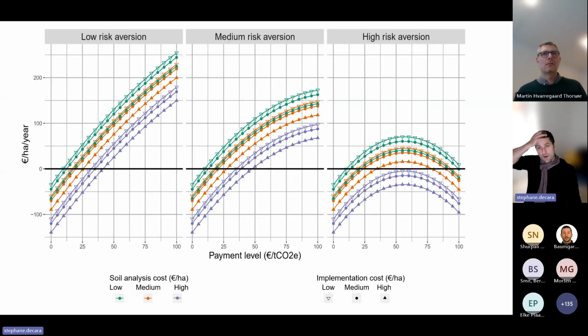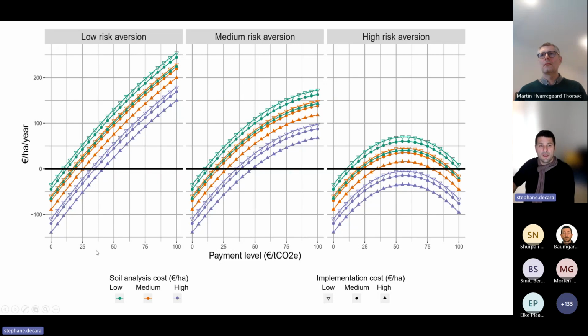Just a quick overview of the results. Here you have the certainty equivalent of result-based payments. So that's actually the payments that farmers get minus the risk premium that they face, and the risk premium depends on their risk aversion. So you have three types of farmers: low risk aversion, medium risk aversion, high risk aversion, and different assumptions regarding soil analysis costs and implementation costs.